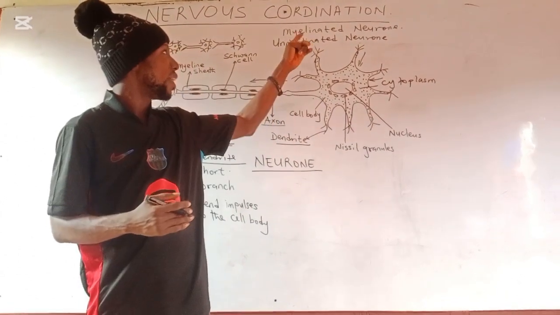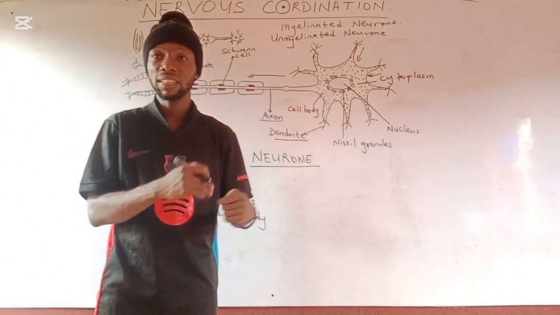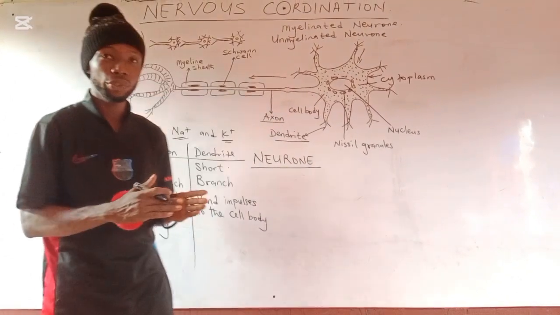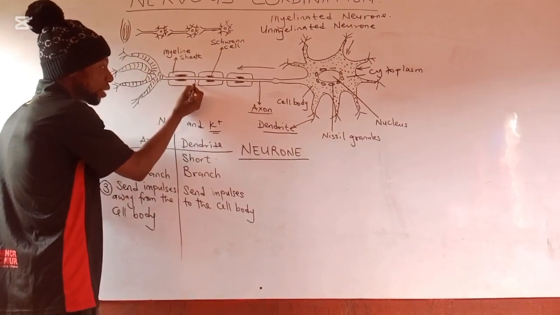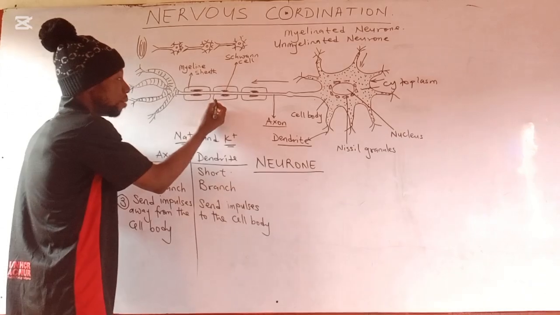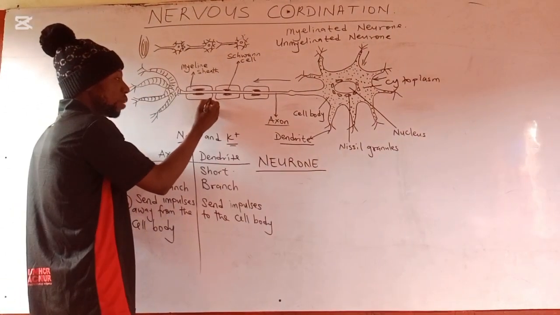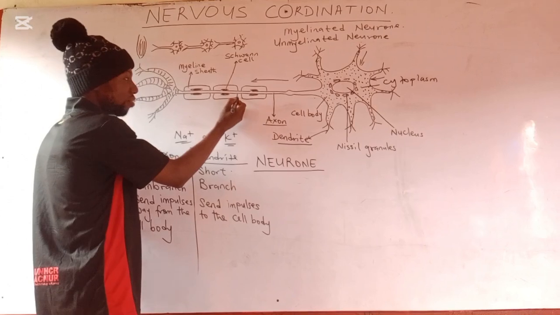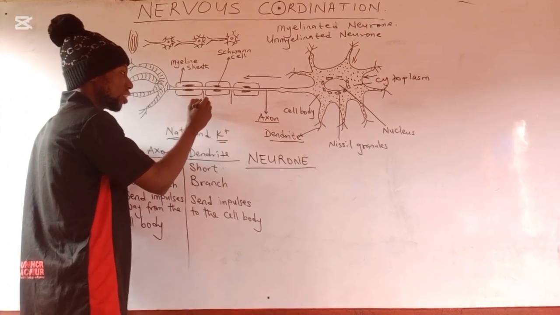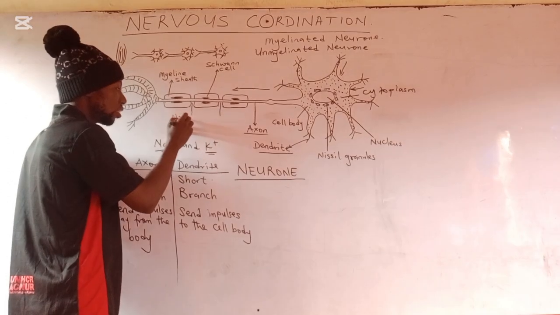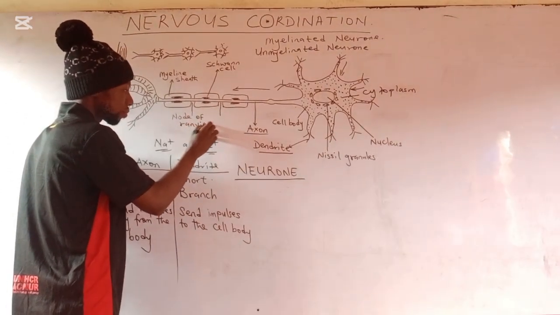That means myelinated neurons with myelin sheath conduct impulses faster than unmyelinated neurons. Okay? Now here, we have potential space. As you can see, we have space between each of these myelin sheaths. There is space between one myelin sheath and another. We have this space here, okay? This space between two myelin sheaths is known as node of Ranvier.